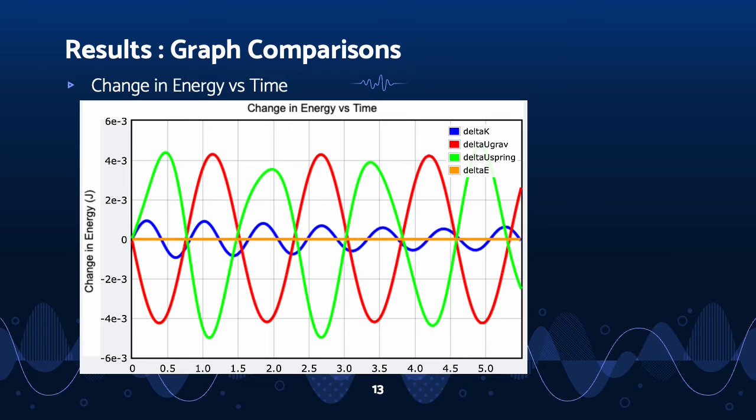However, let's not forget about kinetic energy, which also oscillates as the mass speeds up and slows down during its motion. What's interesting about the orange line is that it's plotting the total energy change, which suggests that there is no change in total energy for the motion of the mass.